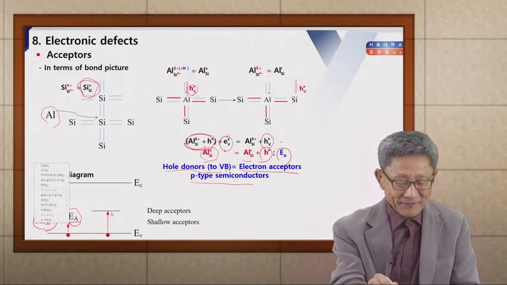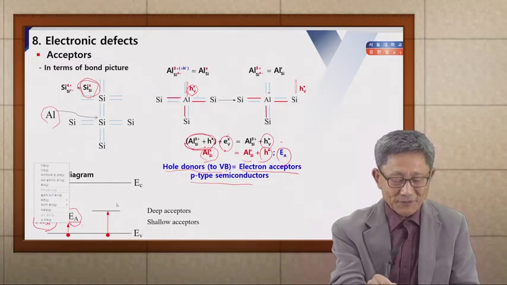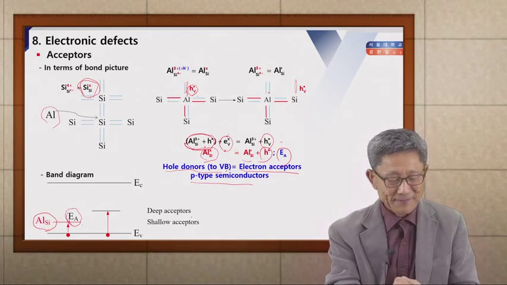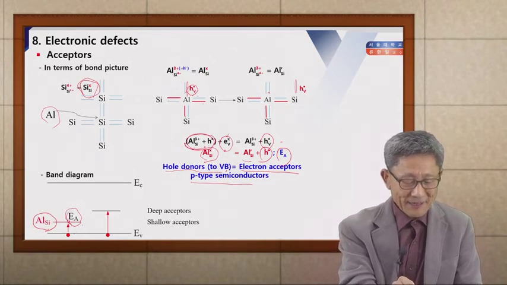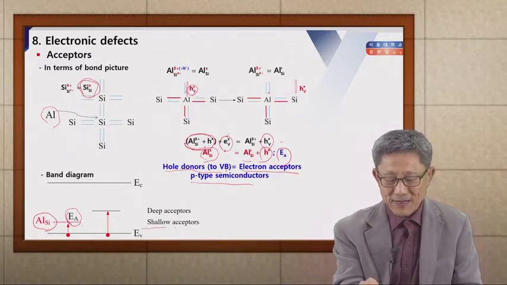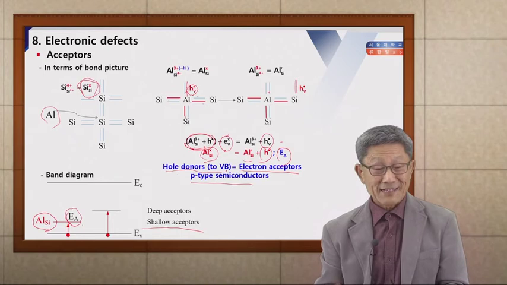If this energy is much bigger, so that this level is close to the center, then this kind of impurity is called a deep acceptor. And when this energy level is close to the valence band edge, those impurities are called shallow acceptors. So quite simple, right?